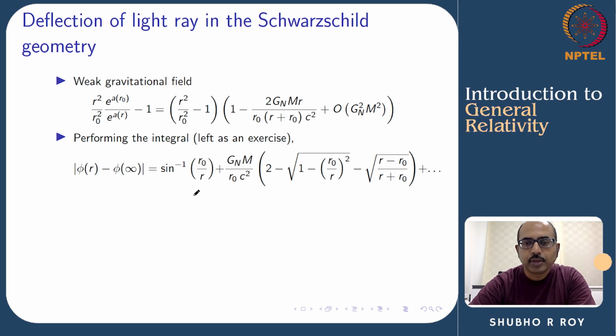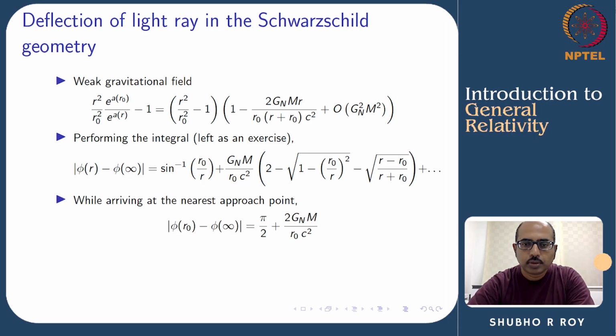If you work this out in the homework exercise, you can find that the change in the limit angle is given by this inverse sine term, which will be there no matter whether the mass was zero, even if the light ray was going undeviated in a straight line path, and the second term represents some kind of deviation. Now, at the point of nearest approach, when r is equal to r0, we can substitute r equals r0 on the right hand side.